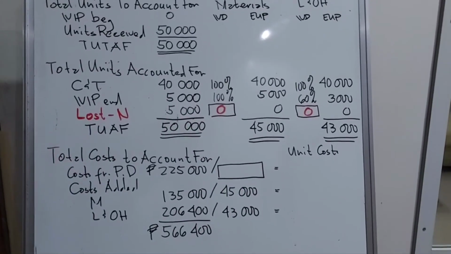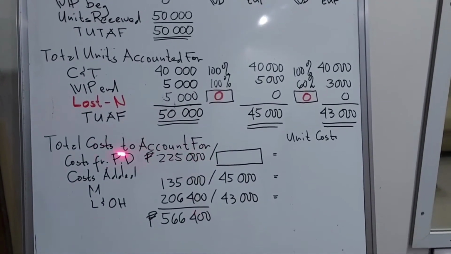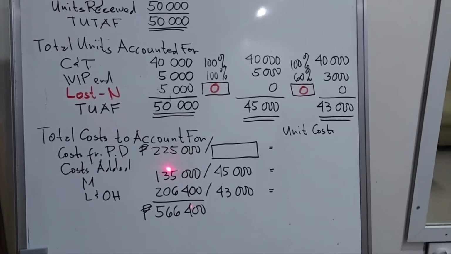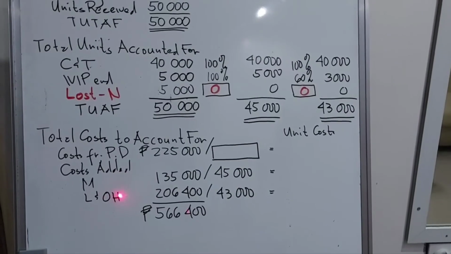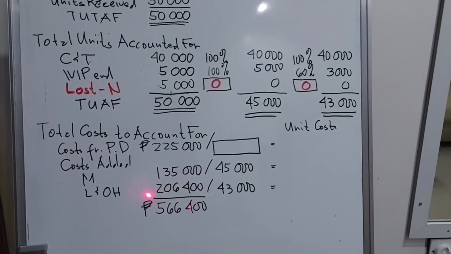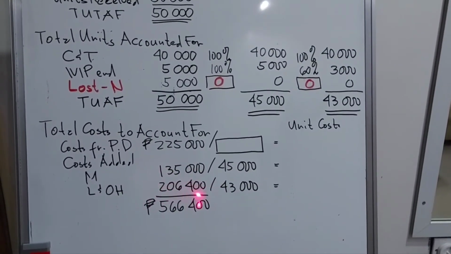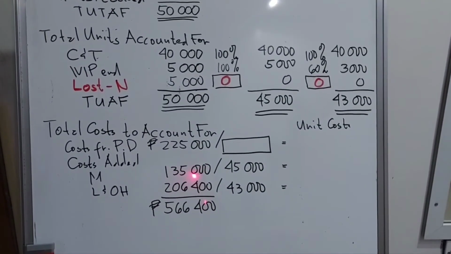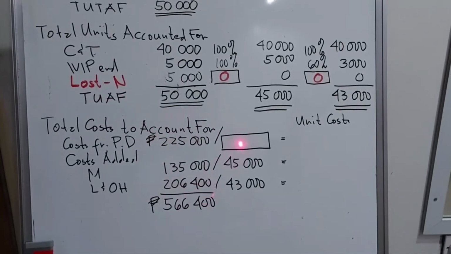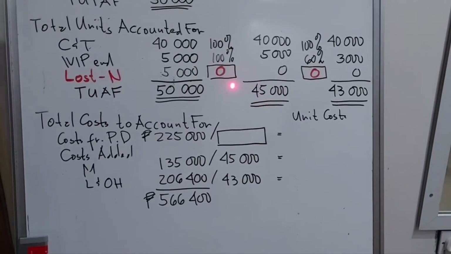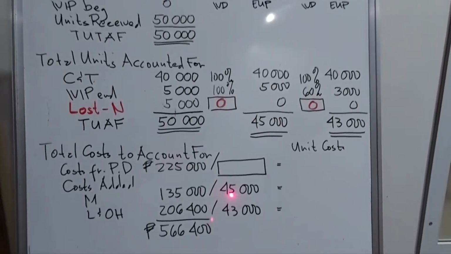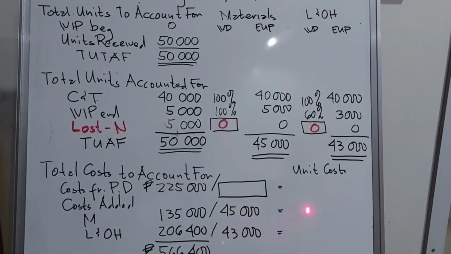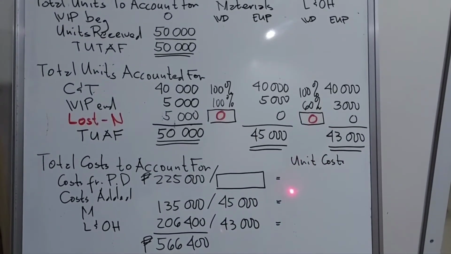So, pagdating dito sa total cost to account for, cost from preceding department, 225,000 given. Then yung cost added: materials, labor and overhead. Yung labor and overhead, pinagsama na natin, 206,400. So, ang materials ay 135,000. Yung cost divided by yung EUP nila: ito 45,000 yung materials, and yung labor and overhead na EUP natin ay 43,000 para makuha natin yung unit cost.